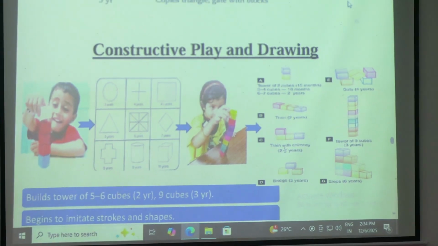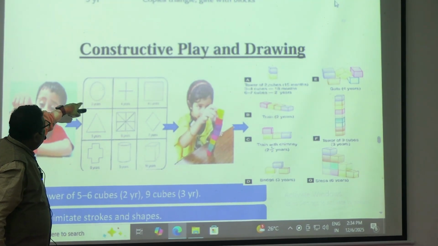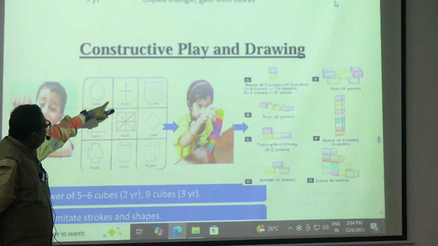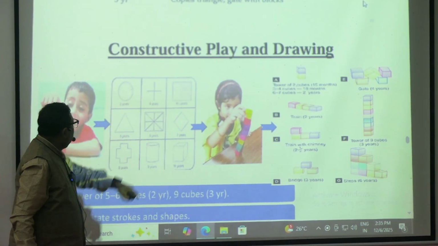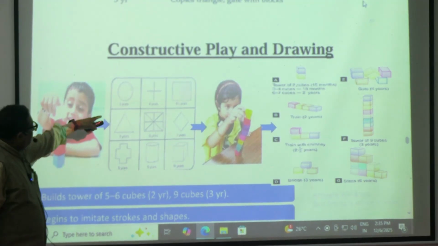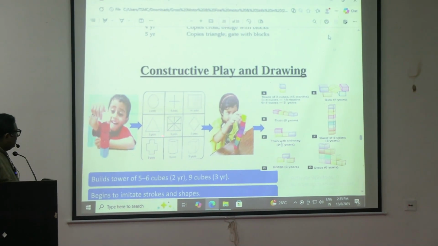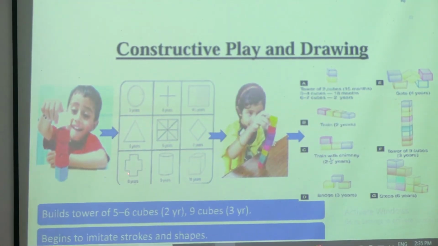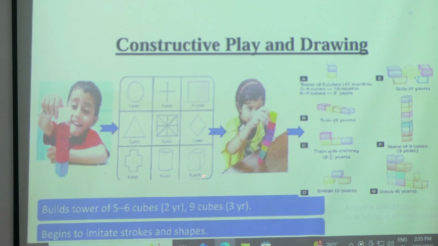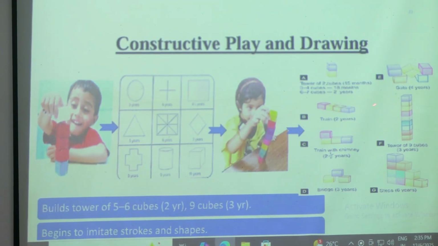See, can you see? At 3 years, he can draw a circle. At 4 years, he can draw a plus sign. At 4.5 years, he can draw the square. At 5 years, he can draw the triangle like this. 6 years, 7 years like this. 8 years, he can draw like this. 9 years, he can draw like this. 10 years, he can draw like this. So this you have to test.